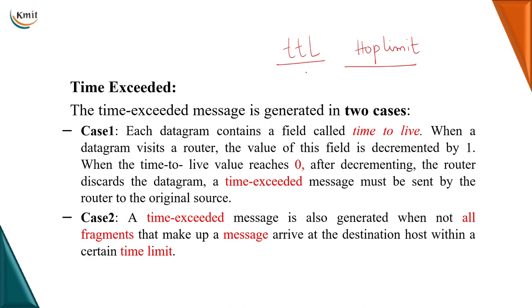Each time the datagram makes a hop, the time to live value is decremented by 1. Whenever this value becomes 0, the datagram is discarded. So whenever the TTL value reaches 0, the source is informed with a message called time exceeded. With this, the source understands that the TTL value has become 0. That is why the datagram was discarded.